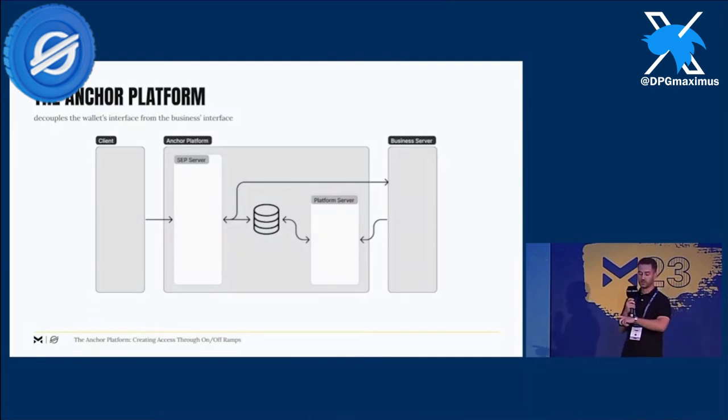So from an architectural perspective, this is what the Anchor platform looks like in its most basic form. You have the client here on the left side. You have the Anchor platform in the middle, acting as a middleware component, and you have a business server on the right side. Inside the Anchor platform, again, it's a set of services. We have this SEP server on the left side, which implements the standardized Stellar protocols that the existing ecosystem already implements, right? So all of our wallets, all of our remittance senders are already implementing these APIs, and that SEP server implements the APIs that they integrate with.